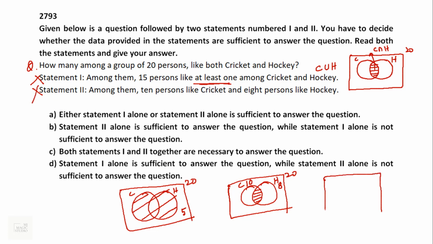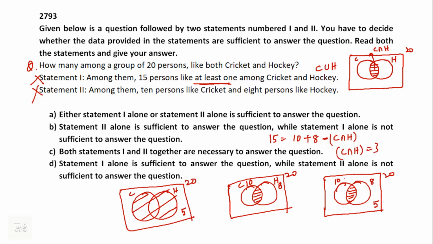Let's combine both the statements and see. Can we find the answer? This is the information we have. Statement 1 says this is 5. Statement 2 says this is 10 and this is 8. And it also says that this combined is 15. Yes, we can find the value of the intersection because C union H, that is 15, equals C plus H minus C intersection H. That means C intersection H would be equal to 3. We would be able to find the answer. How many of them like both cricket and hockey? And that answer is 3.